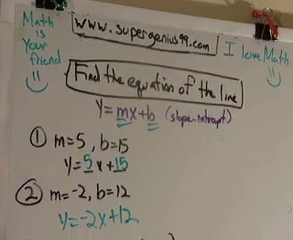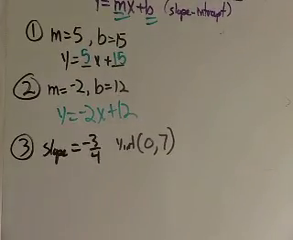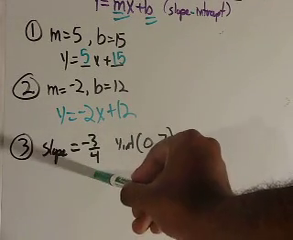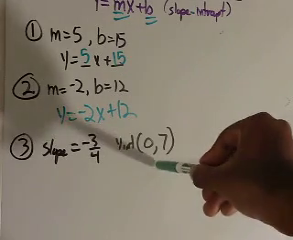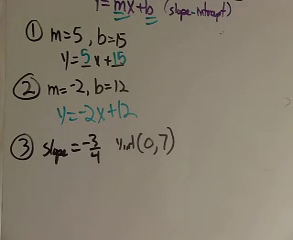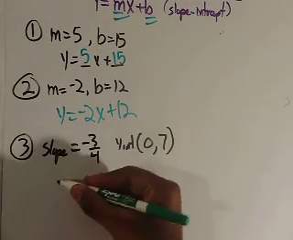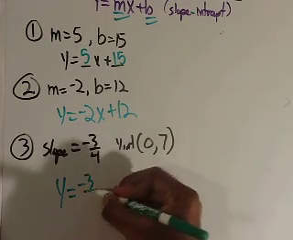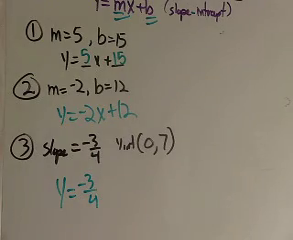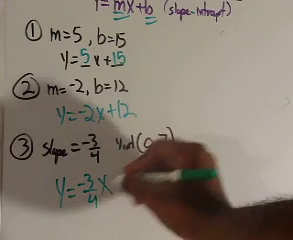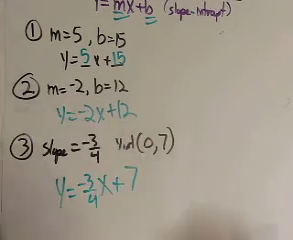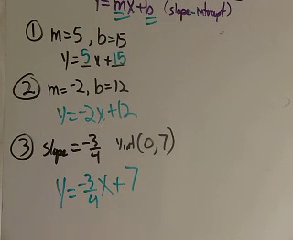Alright? Pretty simple. How about one more of these really easy ones? Slope equals negative 3/4. Y-intercept equals 0, 7. So then your formula for the equation of this line would be y equals negative 3/4 x plus 7. Okay, so those were pretty easy. Let's do a little bit more challenging one.